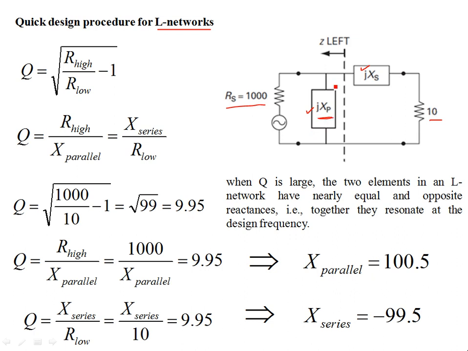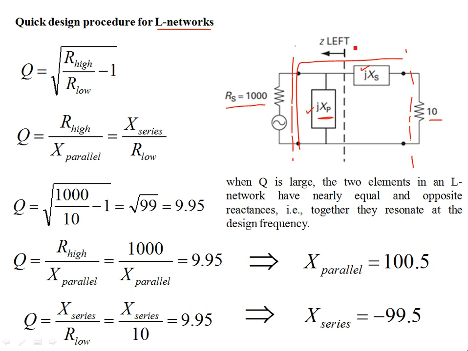This is the shunt reactive element with the higher impedance or higher resistance, which in this case is the source resistance, and the series reactive element with the low impedance, which is the load part in this case. So we have an inverted L section, and this is your two-element L matching network placed between this source and load.